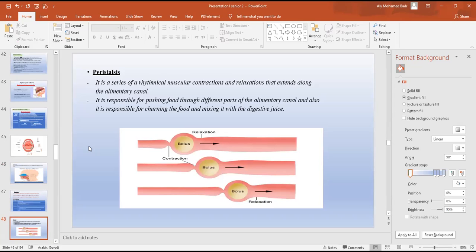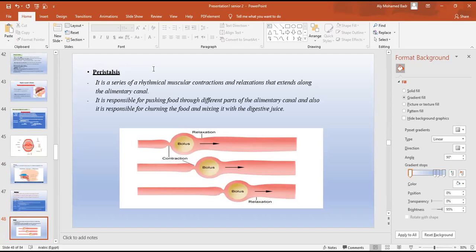This means that the starch is digested completely? No, it is only hydrolyzed from a polysaccharide to only a disaccharide. Still there is a monosaccharide. Okay.